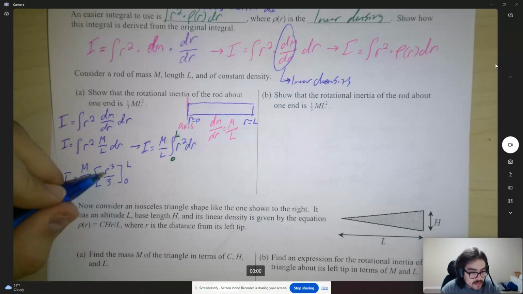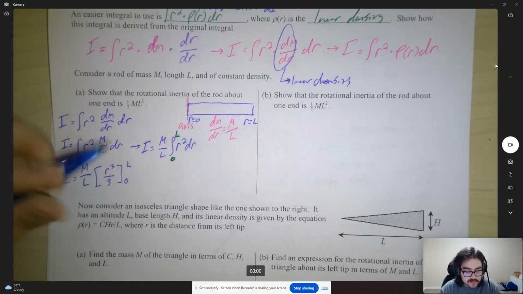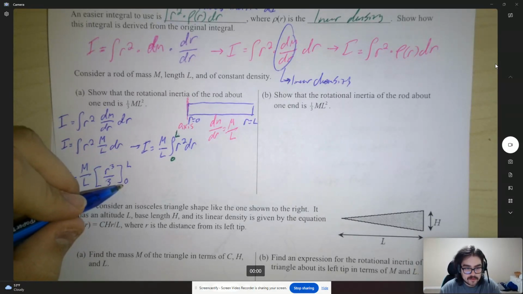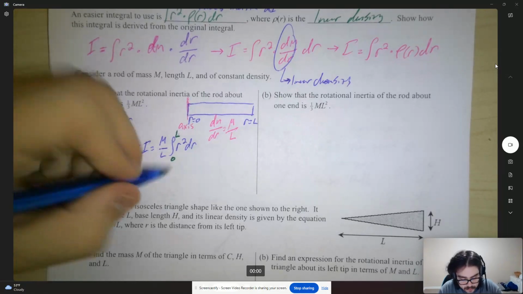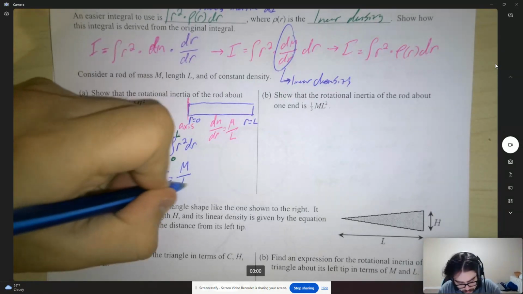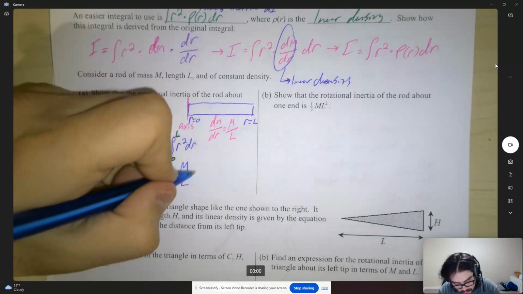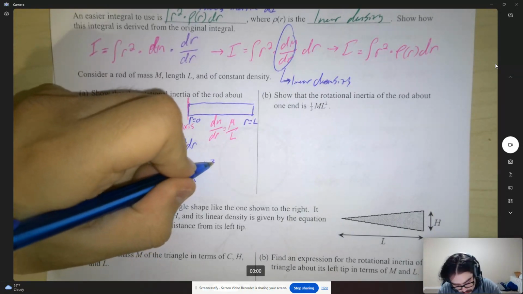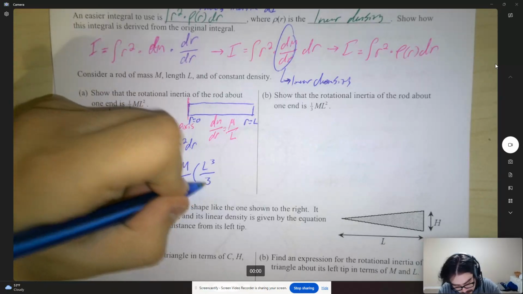But wait, if I replace the r with 0, this whole thing becomes 0. So I can completely ignore that lower bound. The upper bound is still important, though. So I should get I equals m over L, okay? And then when I replace L here, I end up getting L cubed over 3.